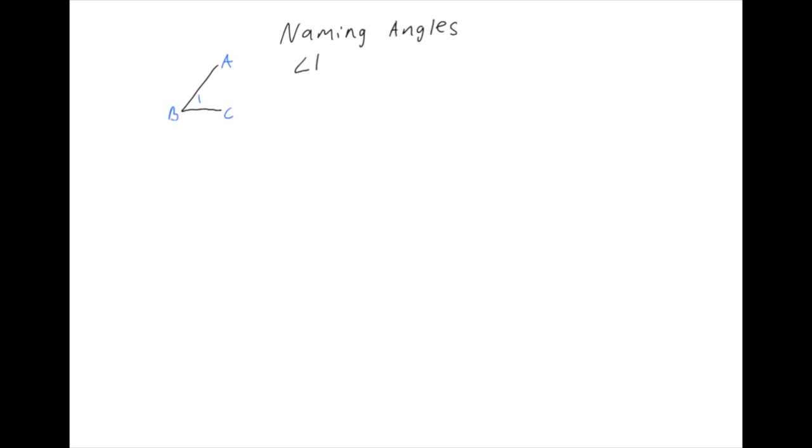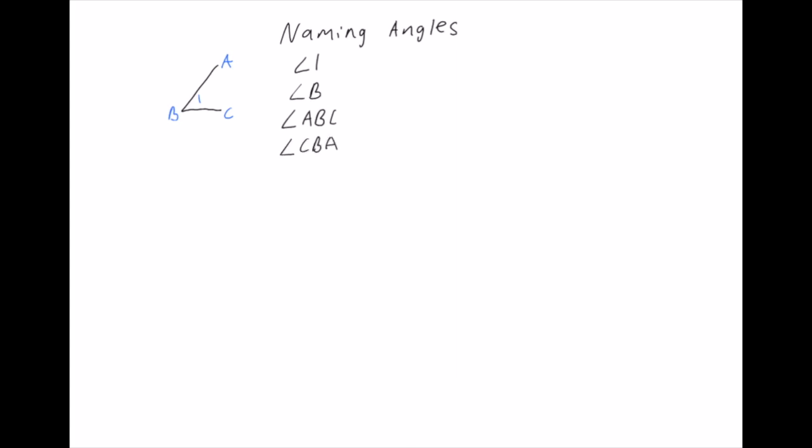Or you can name it by the vertex, which in this case is B. So you can name it angle B. Or you can name it by all three letters. A lot of times you'll need all three letters, so A, B, C. So it goes A, B, C, so you say angle A, B, C. Or you can go backwards and instead go C, B, A. So it's angle C, B, A.